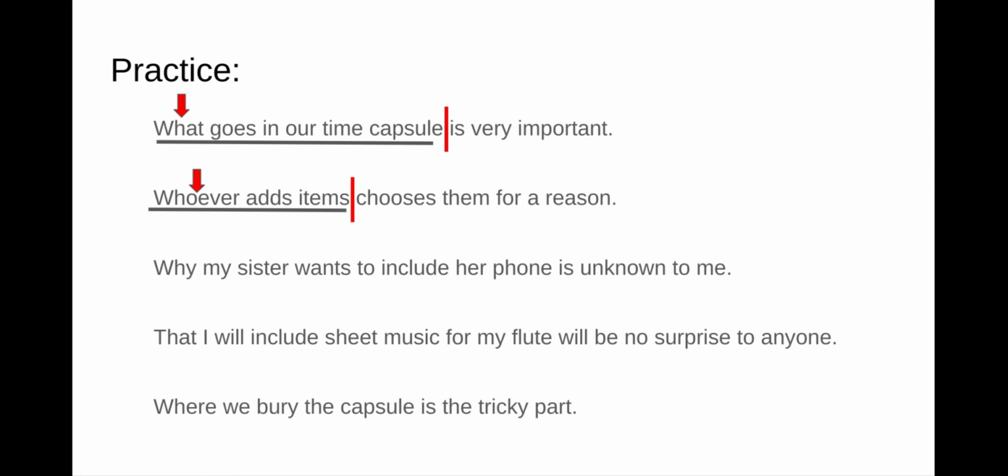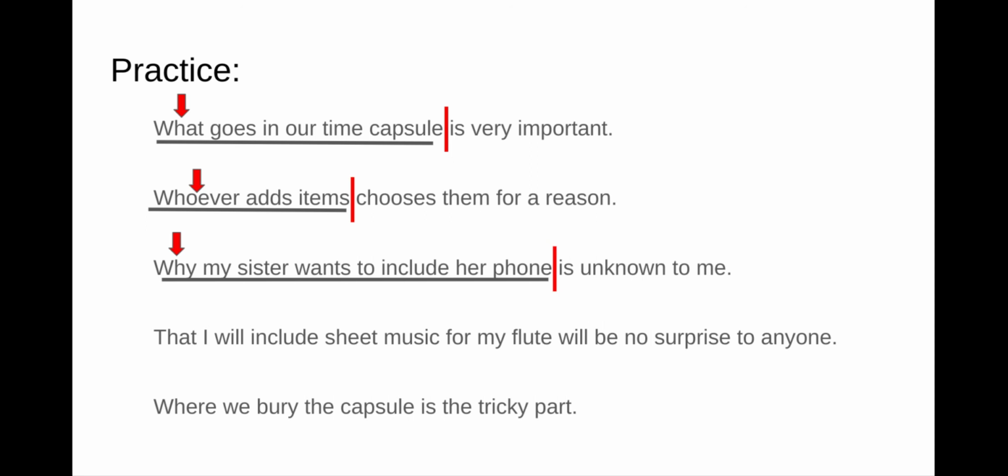Next one, why my sister wants to include her phone is unknown to me. Where should we divide that between subject and predicate? If you said between phone and is, you are correct. So now find that introductory word. You should have said why, and we go from why all the way to the main verb. So why my sister wants to include her phone is unknown to me. Perfect.